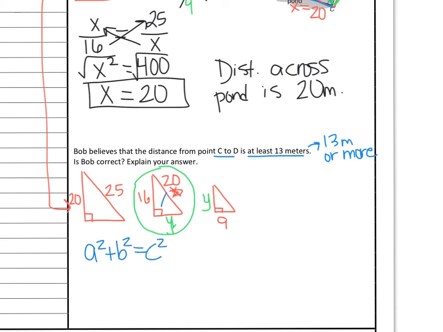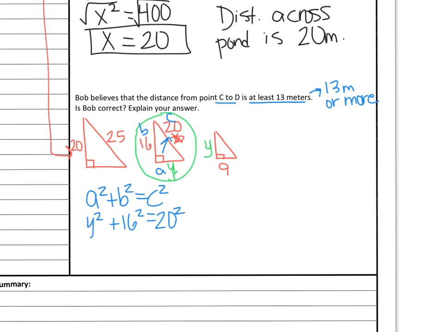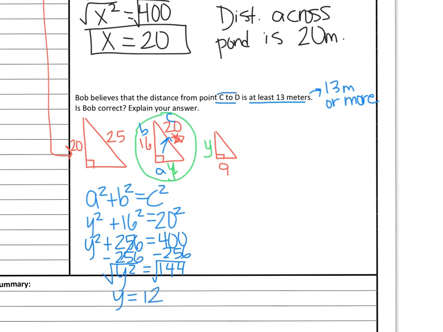So if I use the Pythagorean theorem, I can actually apply that this right here is our C, our hypotenuse, and this is our A and our B. So I'm going to go ahead and plug in our y squared as A plus 16 squared equals 20 squared. All right, so go ahead and simplify what 16 times 16 is going to be. So y squared plus 256 equals 400. Subtract 256. y squared is going to be equal to 144. Square root, y is equal to 12. So the distance from C to D, so CD, is equal to 12.